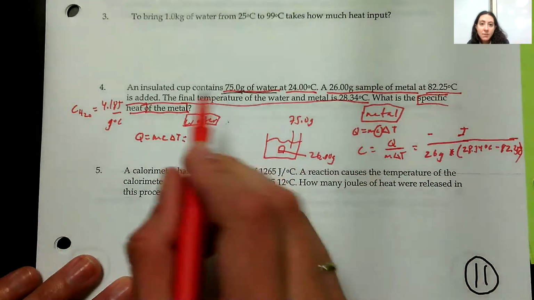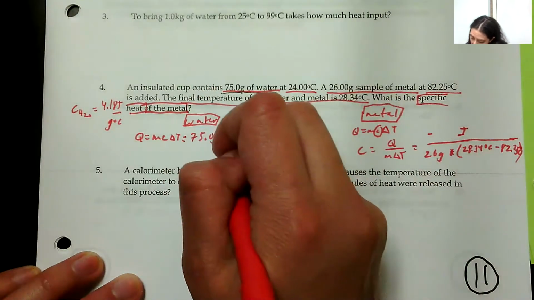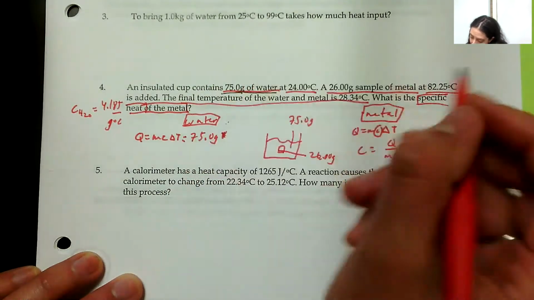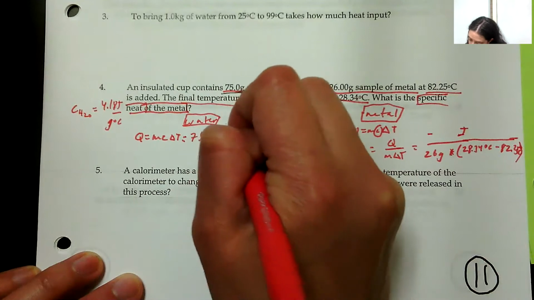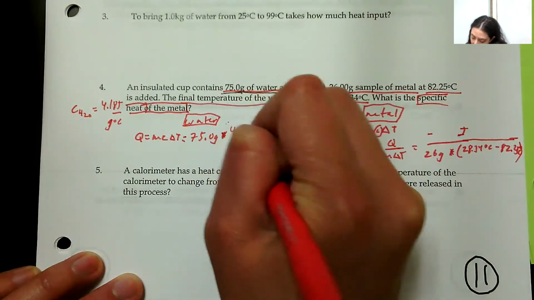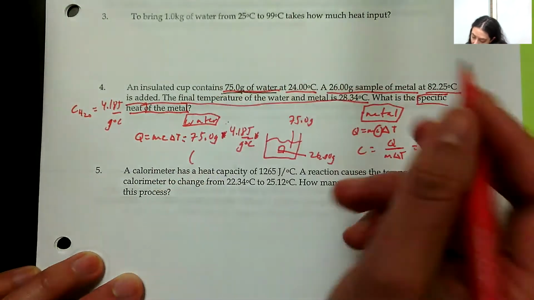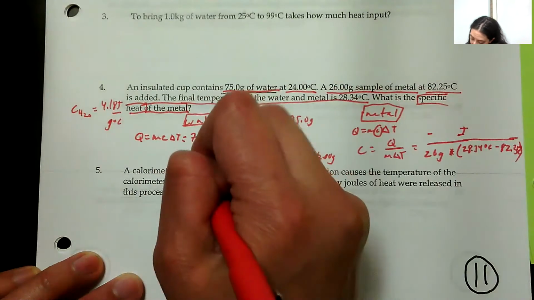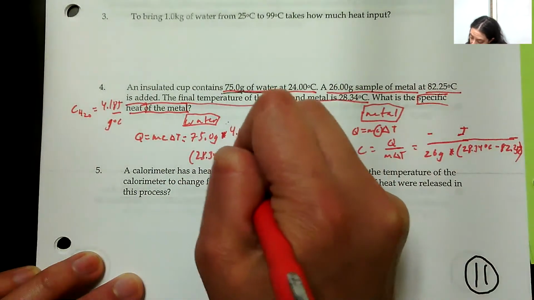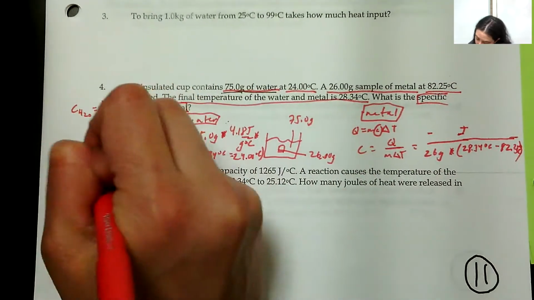All right. So the mass of water is 75.0 grams. The specific heat, oh gosh, I'm going to run out of space here. That's okay. It's 4.18 joules per gram degree Celsius. And then the temperature change, I'll have to put it down here. The water ended up at 28.34, but it started at 24. Okay, so we're going to solve for this.